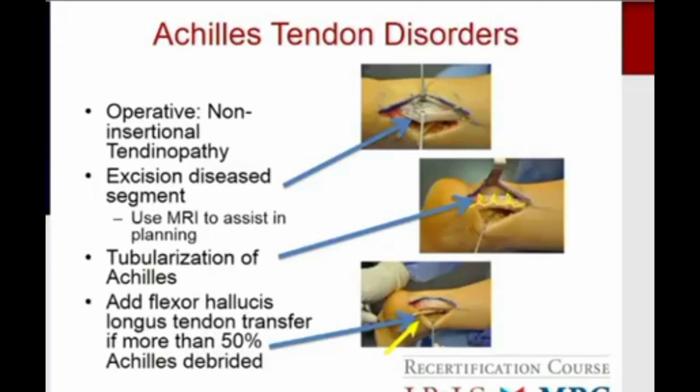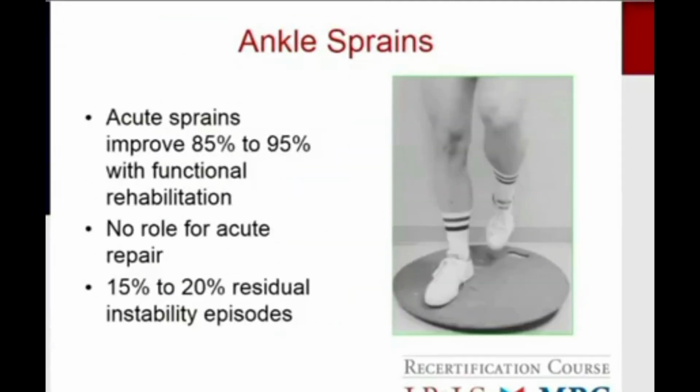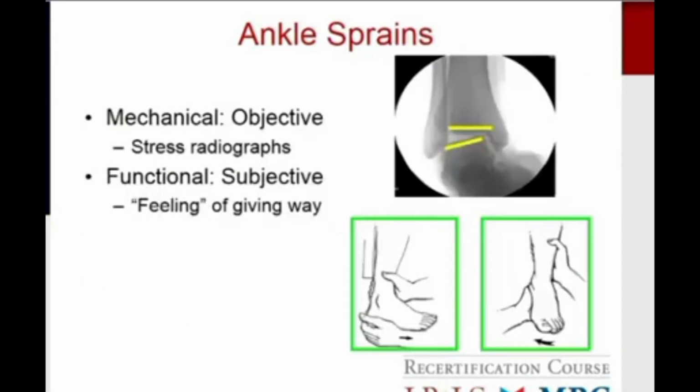Ankle sprains, we know that most of them improve with simple functional rehabilitation. There is no role for acute repair in patients with ankle sprains. 15 to 20% of them can have residual instability episodes. In that patient population, we look at that as either mechanical instability or functional instability. Mechanical is evident on stress radiographs as obvious deficits present in either the anterior talofibular or calcaneofibular ligaments. Functional is more of a feeling of it giving way with activities. Fortunately, both of those are treated the same.